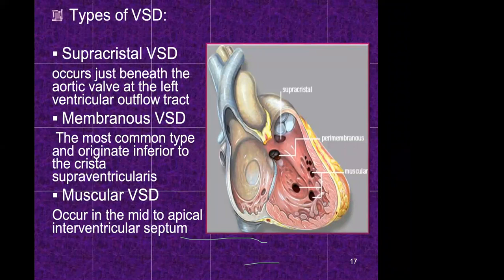So one is a supracristal. Supracristal is just below the aortic valve, at the LV outflow tract. Then is the membranous VSD, which is just inferior to the crista supraventricularis. And the last one is the muscular VSD, which will be in the mid to apical interventricular septum.